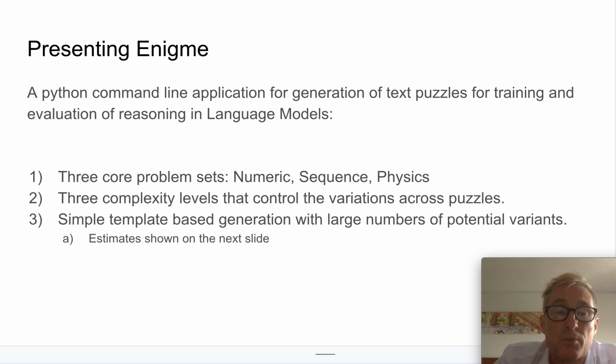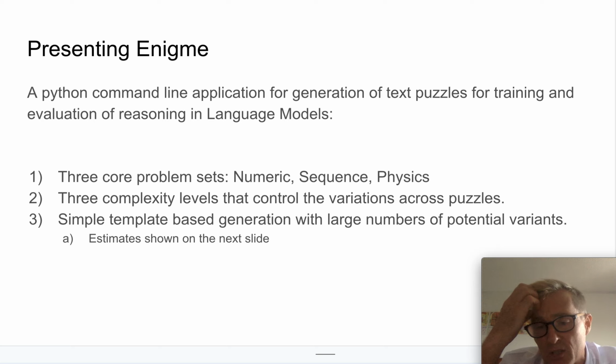And what we want to do is present the first iteration of a command line Python library called Enigme, which allows you to generate text puzzles for training and evaluation of reasoning language models. We've set it up to design three different types of problems: numeric, sequence, and physics problems. And we've added additional parameters to control the level of complexity. We've overloaded the term dimensionality here, because sometimes it specifically refers to the dimensions used in the puzzle design, and sometimes it's just the pure complexity of the task.